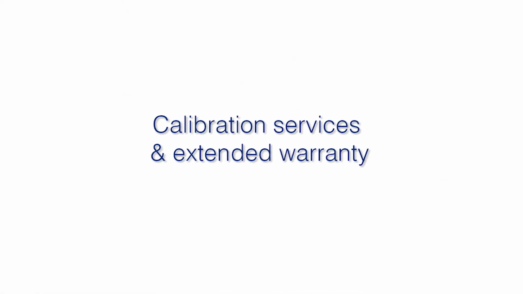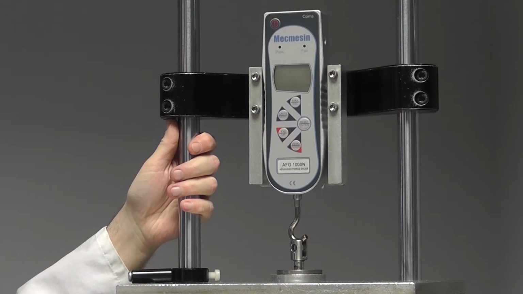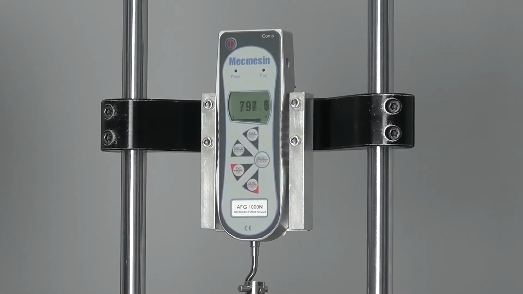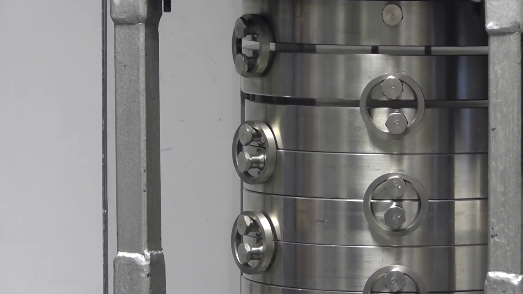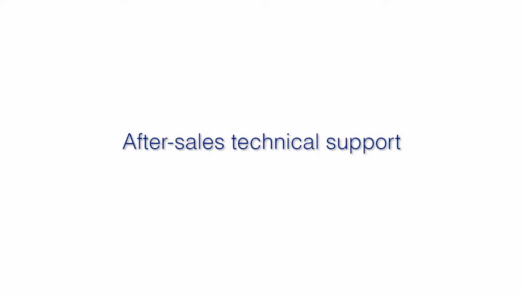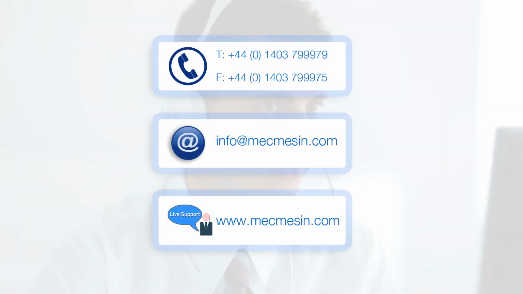With new equipment, our calibration laboratory can provide certificates traceable to national standards. But after this, you won't be forgotten, with the option of a 3-year calibration and service contract to help you maintain your investment in peak condition. Our after-sales technical support team is also on hand to provide ongoing help by phone, email, or by live support to ensure the best and most immediate service available.